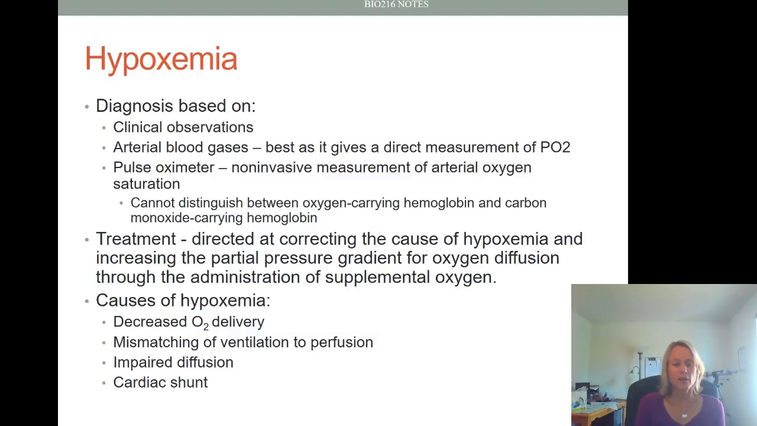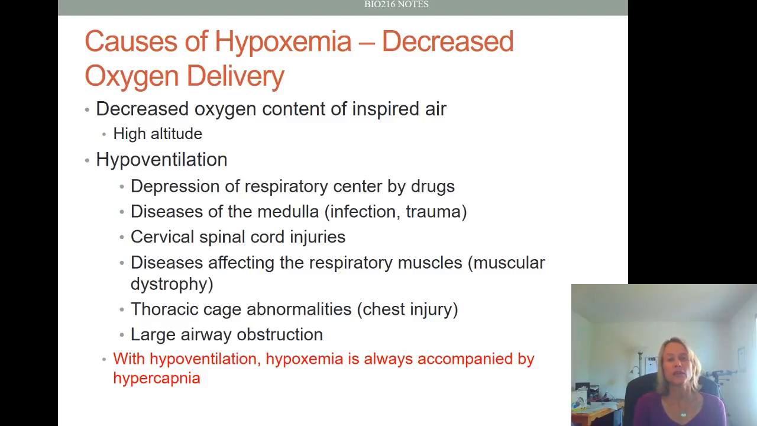Okay, so next we're going to look at some of the causes of hypoxemia, and they're listed on the slide here. Decreased oxygen delivery, mismatching of ventilation to perfusion, impaired diffusion, and cardiac shunt. Okay, so the first one is decreased oxygen delivery, and this can be caused either by a decreased oxygen content of inspired air, such as going to high altitude, or I suppose if you were in a closed container and just rebreathing the same air, you would only have so much oxygen. But usually we see this with altitude, so decreased oxygen content as we go higher in altitude.